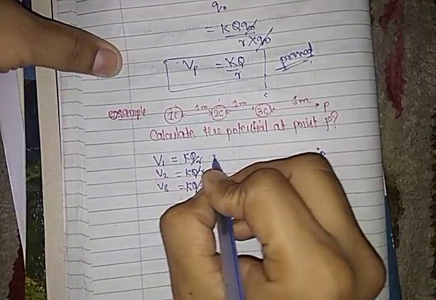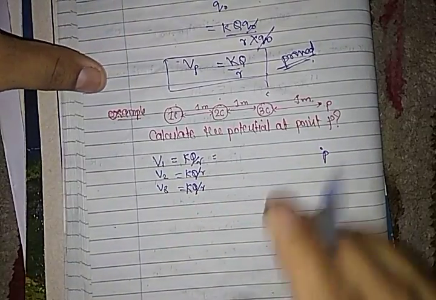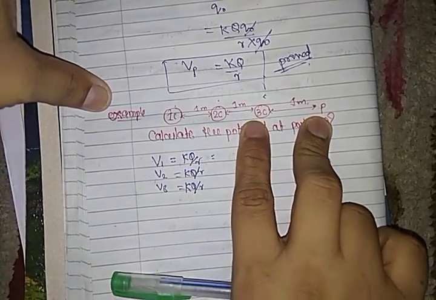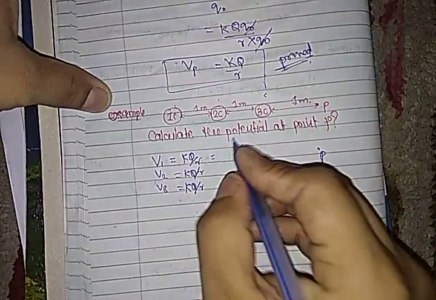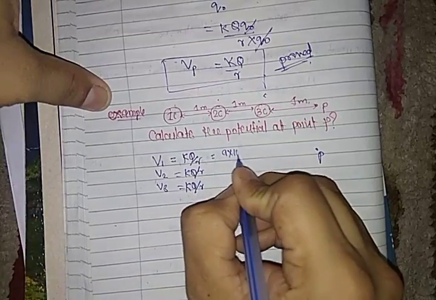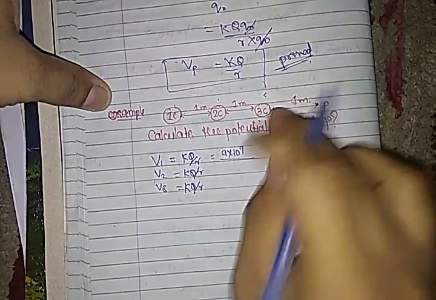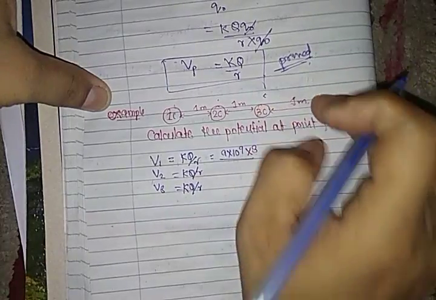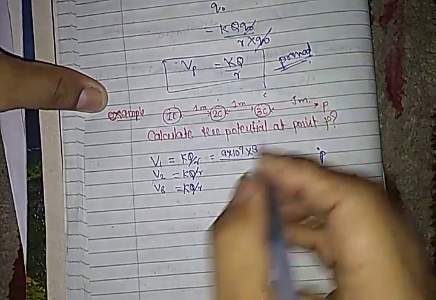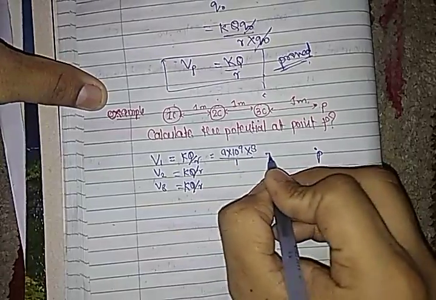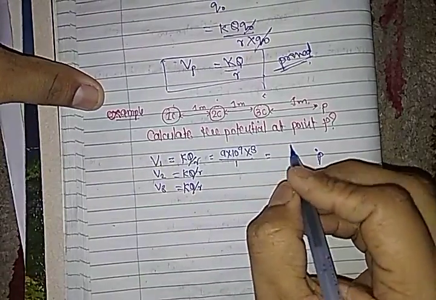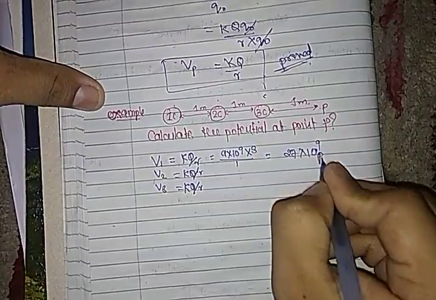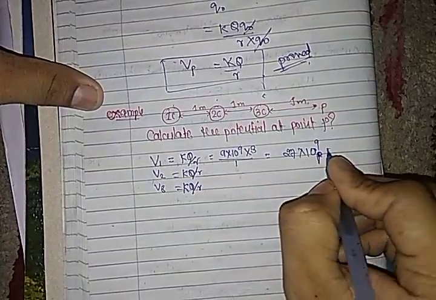First of all, from point P to the first charge, k is 9 into 10 to the power 9. The value of q is 3, and the distance from point P to this charge is 1 meter. So put in 1 and solve it. 3 nines are 27, so 27 into 10 to the power 9. This is our first potential.